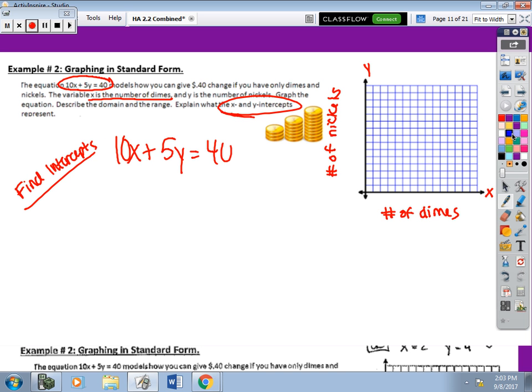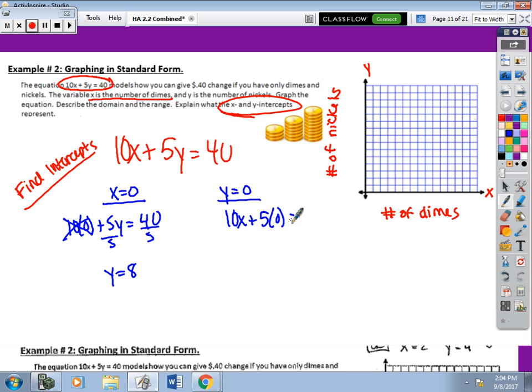So again, to do the intercepts, all you have to do is plug in 0 for x, solve for y, plug in 0 for y, solve for x, and that will get you your 2 intercepts. So when I plug in 0 for x, 10 times 0 is just 0. Divide both sides by 5. We get y is 8. So that's my y-intercept. When I plug in 0 for y, I end up just getting 10x equals 40. I divide both sides by 10, and I get x equals 4.